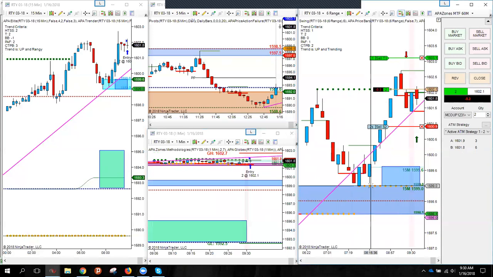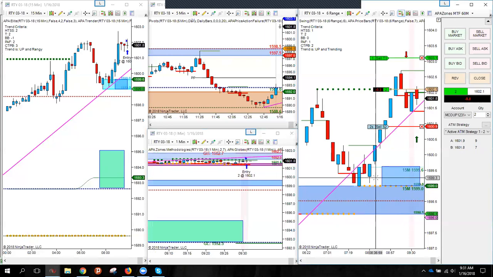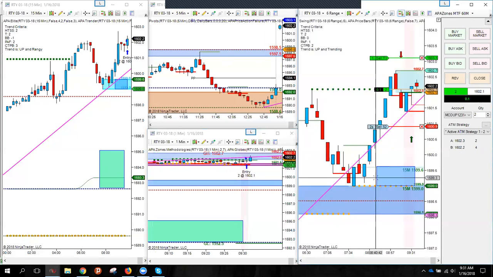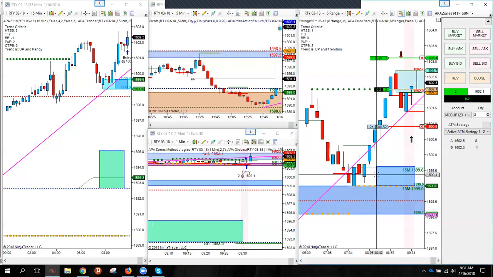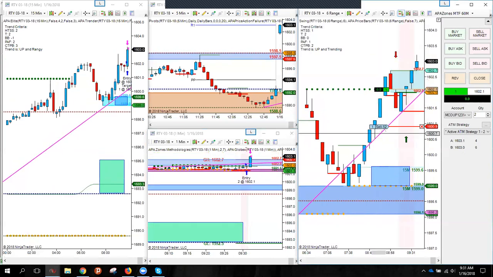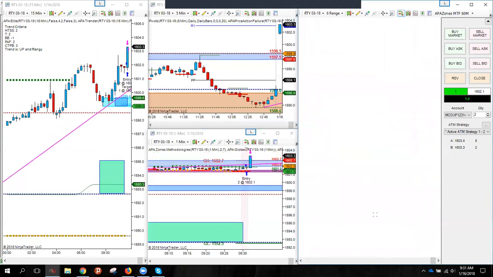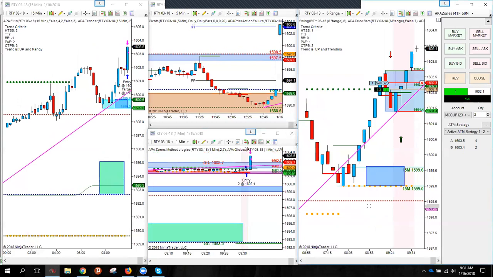I'm looking for a trend line bounce. T1, move my stop to break even +2. And then again, I've met my target, and this is a free trade.